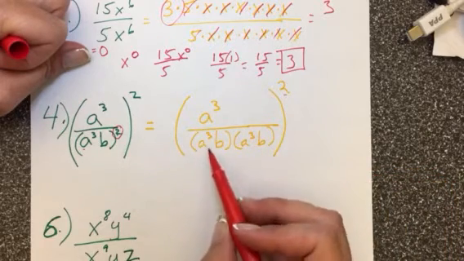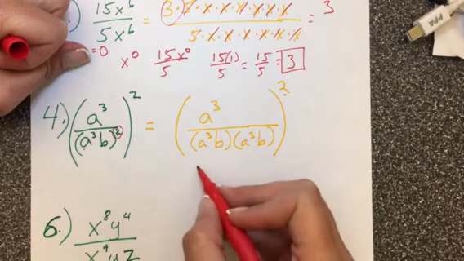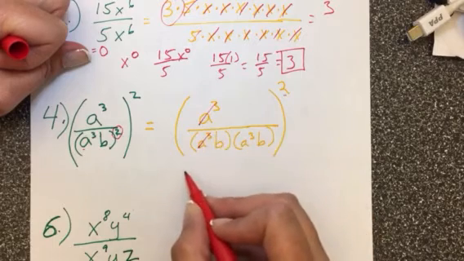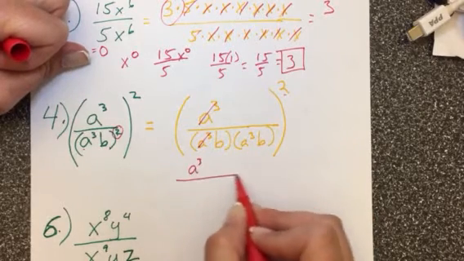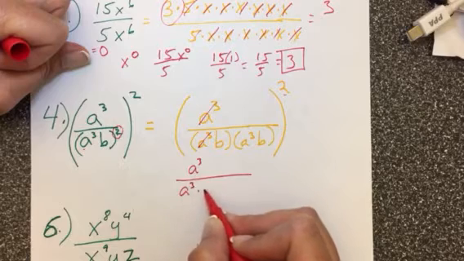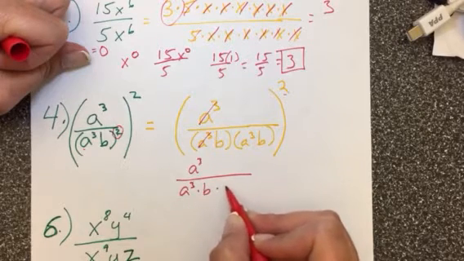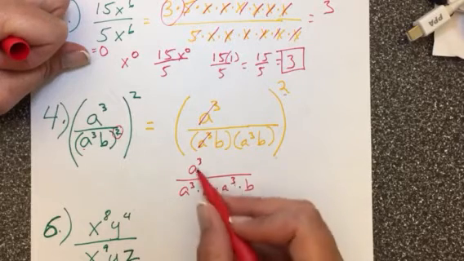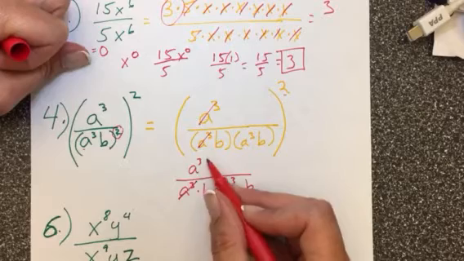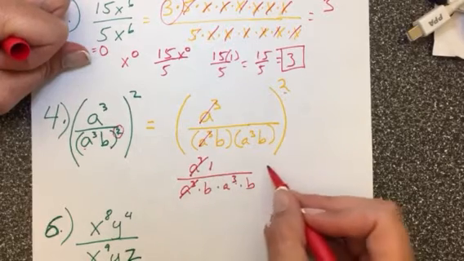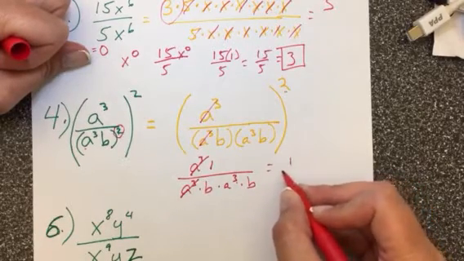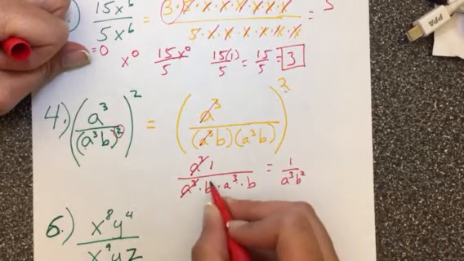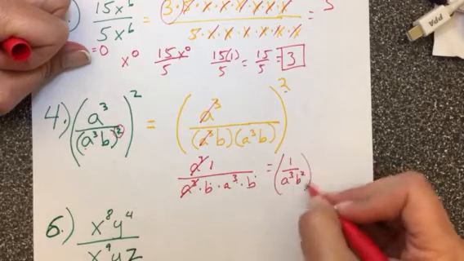So this is essentially, I'm going to cancel 1 for 1 here because this is the same as a to the 3rd over a to the 3rd times b times a to the 3rd times b. I could combine these two and make it 6 and then subtract, but I might as well just go bam, bam. That's a 1. Then I have 1 over a to the 3rd, b to the 2nd, because I have 2 b's, 1, 2. All squared.